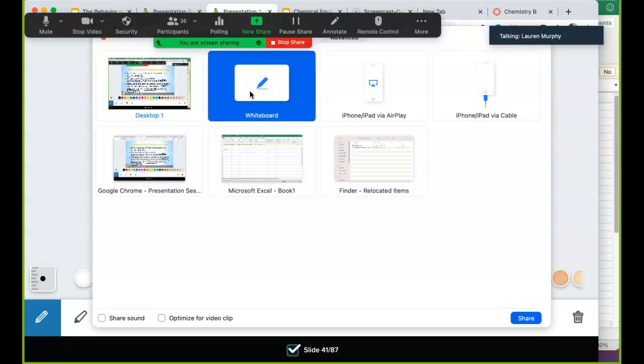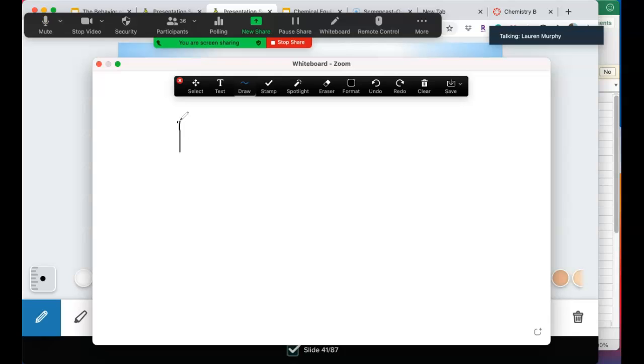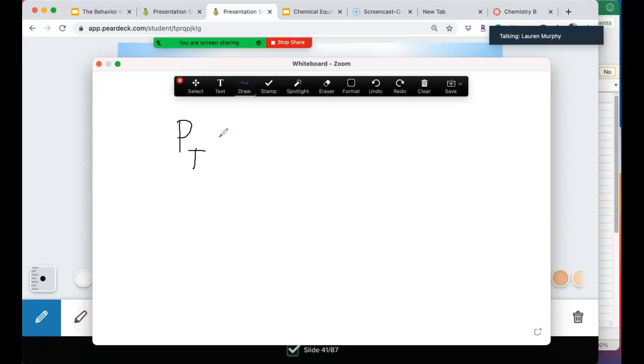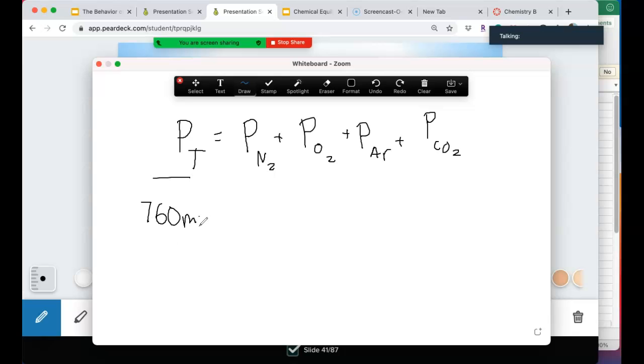This means the total pressure, P total, in a room is equal to the pressure of nitrogen gas plus the pressure of oxygen gas plus the pressure of argon plus they also included CO2. So if you know total pressure, they told you it was 760, right? And you know this guy, and you know this guy, and you know this guy because they gave you all those numbers. Can you find oxygen? You just subtract them all, right?